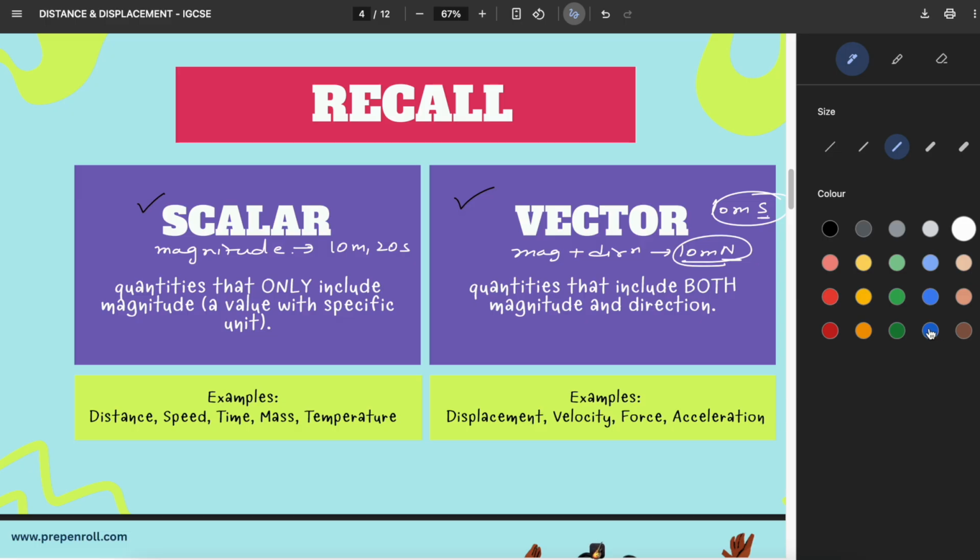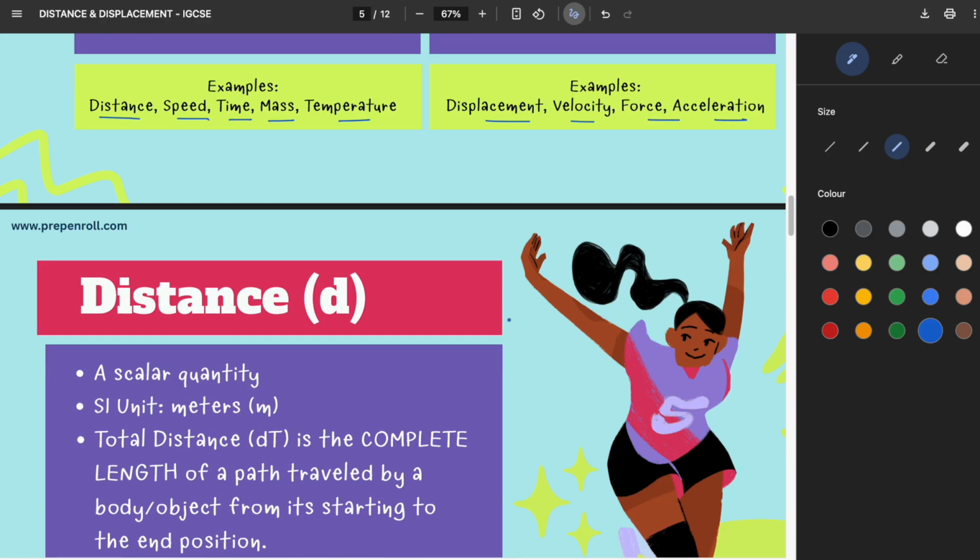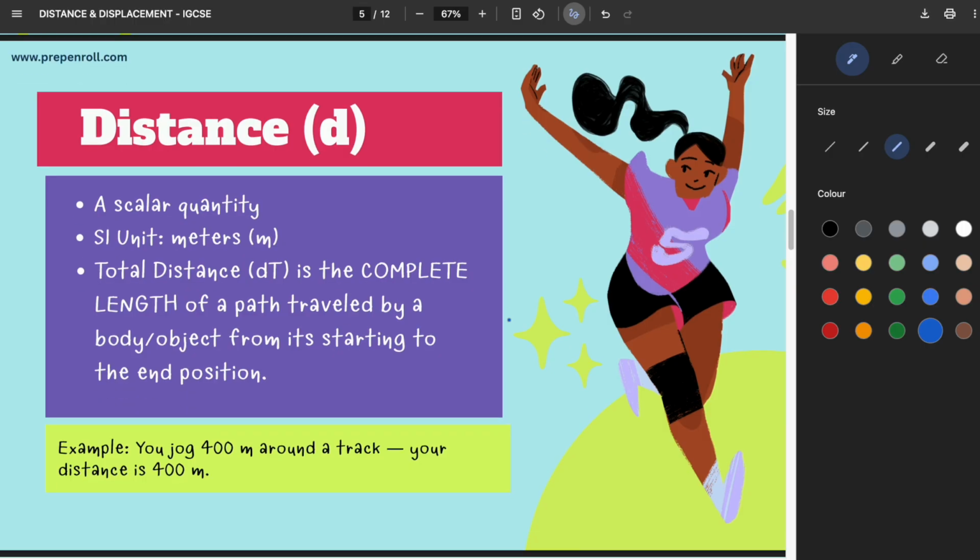Examples of scalars are distance, speed, time, mass, and temperature, and examples of vectors are displacement, velocity, force, and acceleration. Now let's move quickly towards distance.